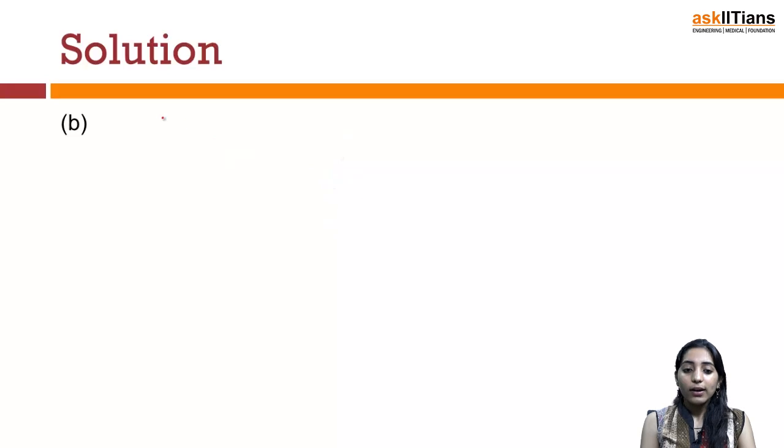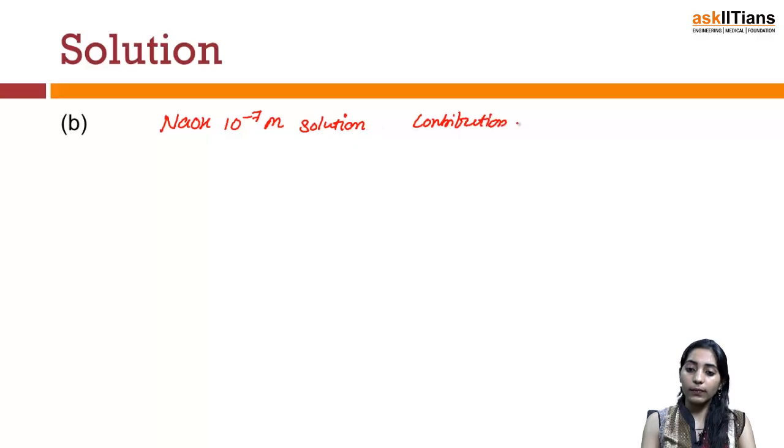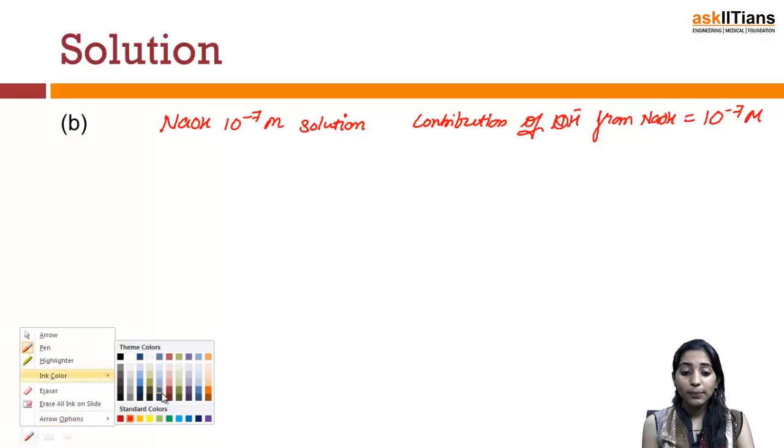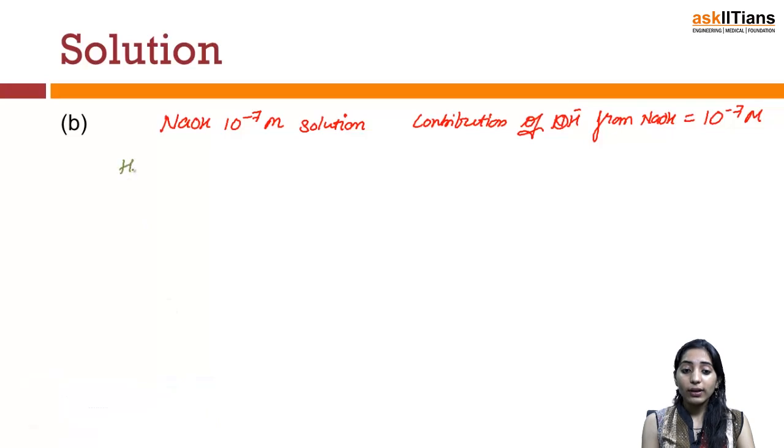We say that if I am taking NaOH as 10 to the power minus 7 molar solution, that means the contribution of OH minus from NaOH will be equal to 10 to the power minus 7 molar. But we should not forget that there is another reaction which is taking place in this system, where we know that the water is getting converted into H positive and OH minus.